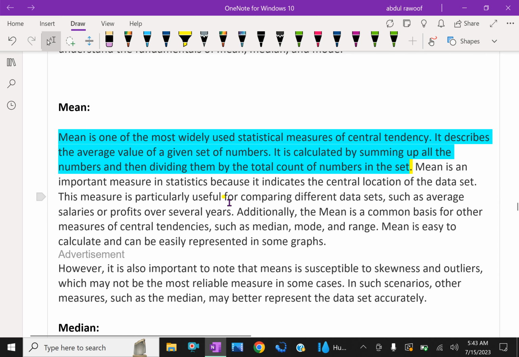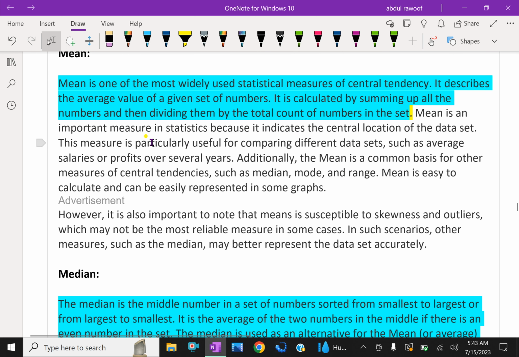First of all, we'll discuss the merits and demerits of mean. Mean is one of the most widely used statistical measures of central tendency. It describes the average value of a given set of numbers. It is calculated by summing all the numbers and then dividing by the total count of numbers in the set. Mean is an important measure in statistics because it indicates the central location of the data set.